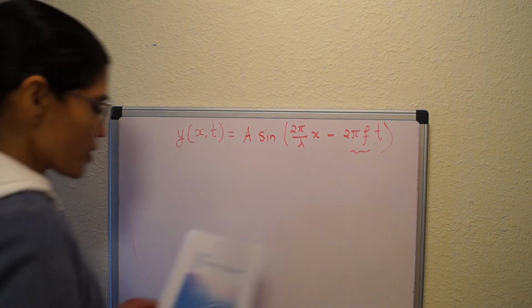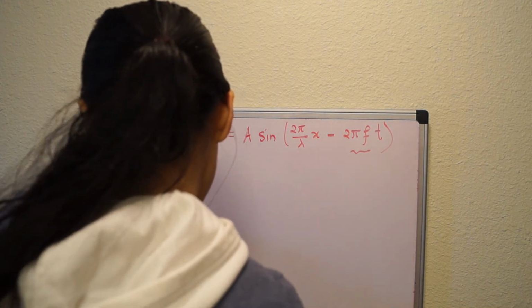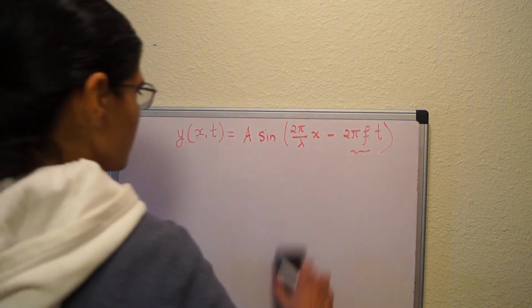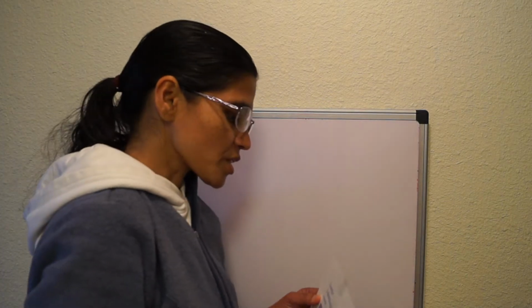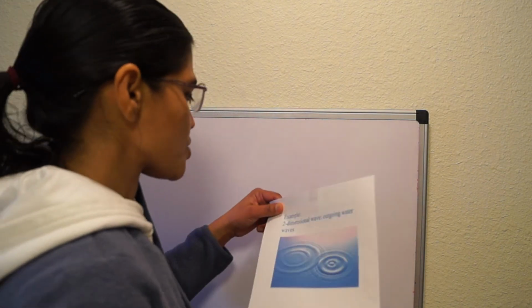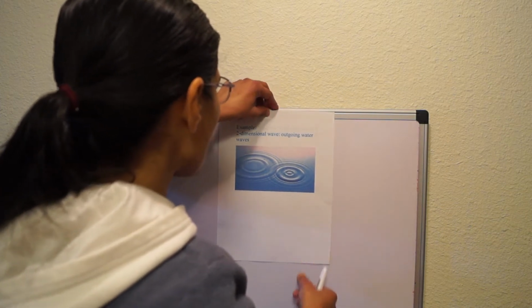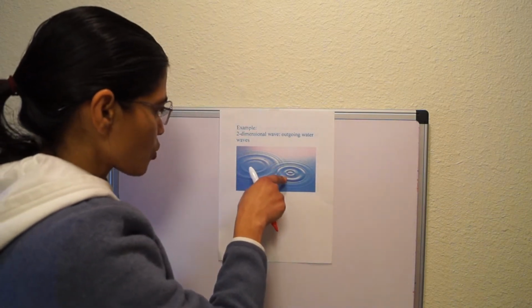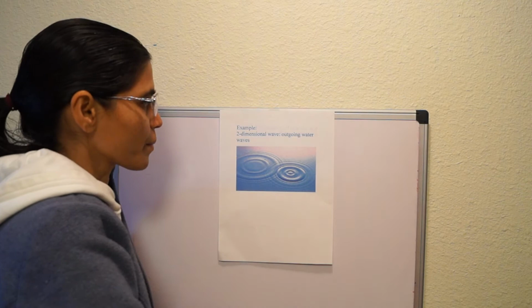Actually, before we do the example, let's look at some of these other examples. I'm going to erase this part here. The wave on a string was an example of a one-dimensional wave, right? I have an example of a two-dimensional wave here, an outgoing water wave, you see the ripple here. So this is a two-dimensional wave, okay?